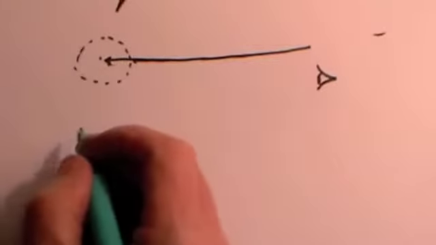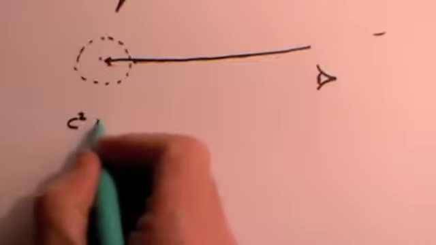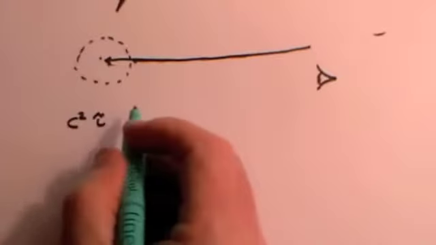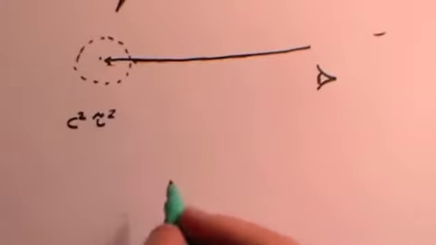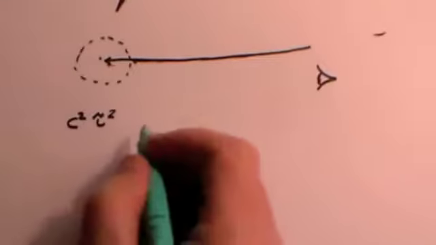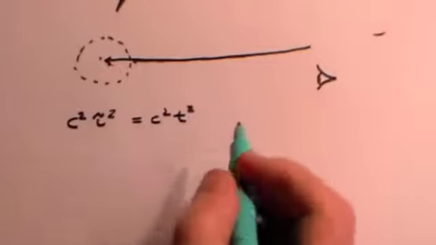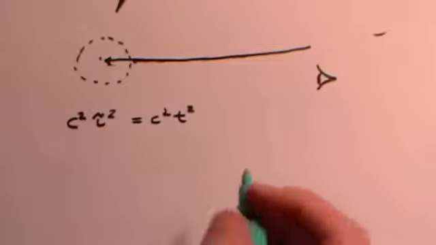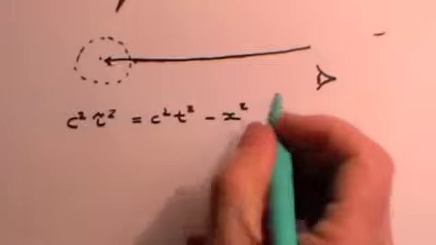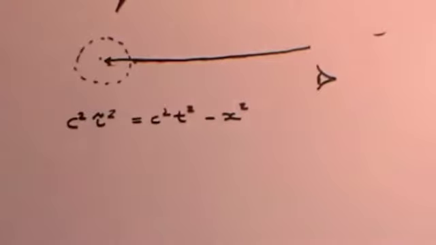And the way you can calculate proper time is to say that c squared, where c is the speed of light, times tau squared, where tau is the so-called proper time, the time that everybody can agree on, is equal to c squared t squared, which is the time that any observer measures, minus x squared, where x is the distance that anybody measures. So if you measure a time and a distance, and somebody else measures a time and a distance, then they will get different answers.